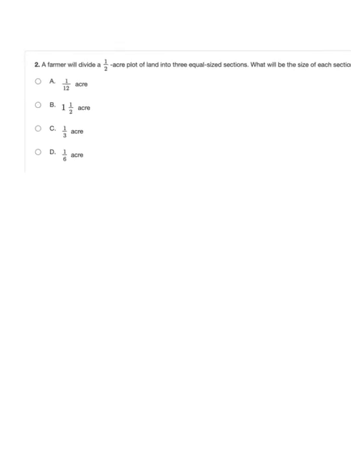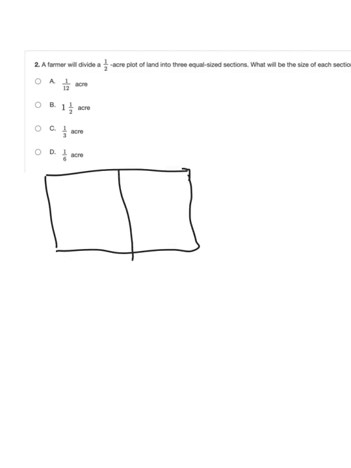A farmer will divide a 1/2 acre plot of land into 3 equal-sized sections. So let's imagine that. Here's the farmer's garden, or his plot of land. And the rectangle that I drew represents 1 whole acre. His area of land that he has to work with is a 1/2 acre.